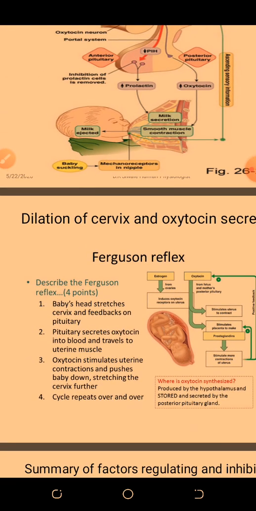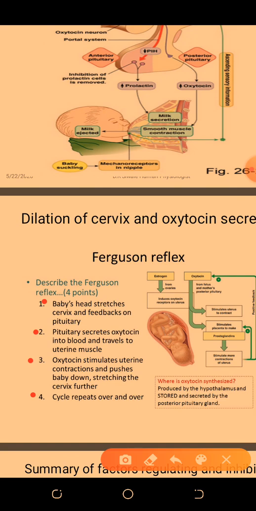So we can just run through it. The baby's head stretches the cervix and feeds back on the pituitary. The pituitary secretes oxytocin into blood and it travels to the uterine muscles. Oxytocin stimulates uterine contraction and pushes the baby down, stretching the cervix further. When the cervix is stretched further, the cycle repeats over and over until the child is born. So this is called the Ferguson reflex.